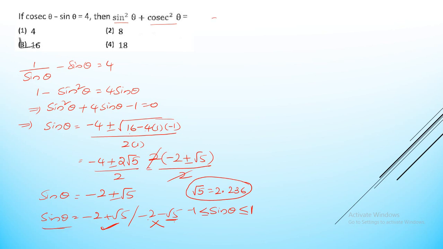So finally coming to here, what did he ask you to find? So sin square theta plus cosecant square theta. Again, cosecant square theta I can write as 1 by sin square theta. So when I substitute the value, what I am going to get is root 5 minus 2 whole square plus 1 by root 5 minus 2 whole square.